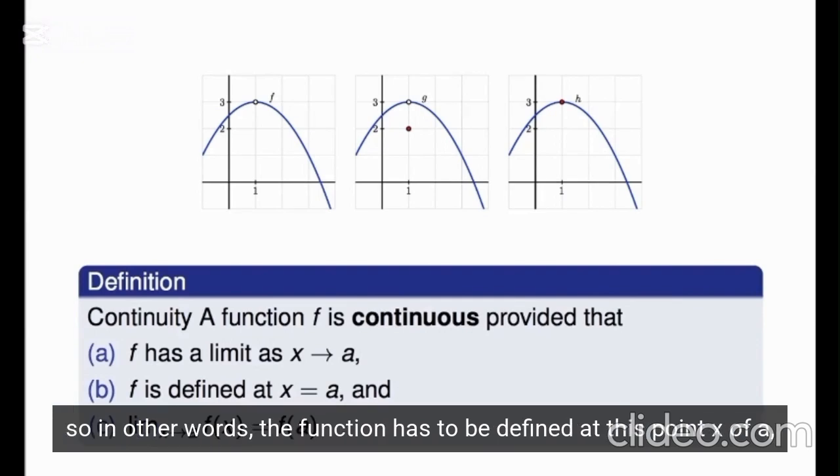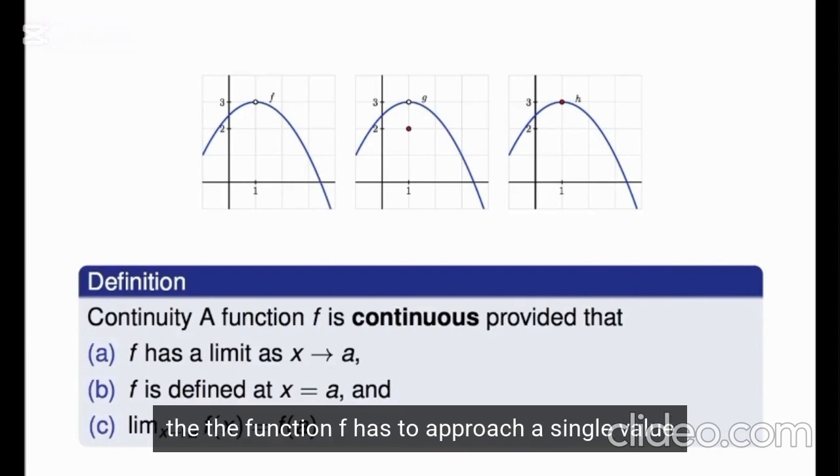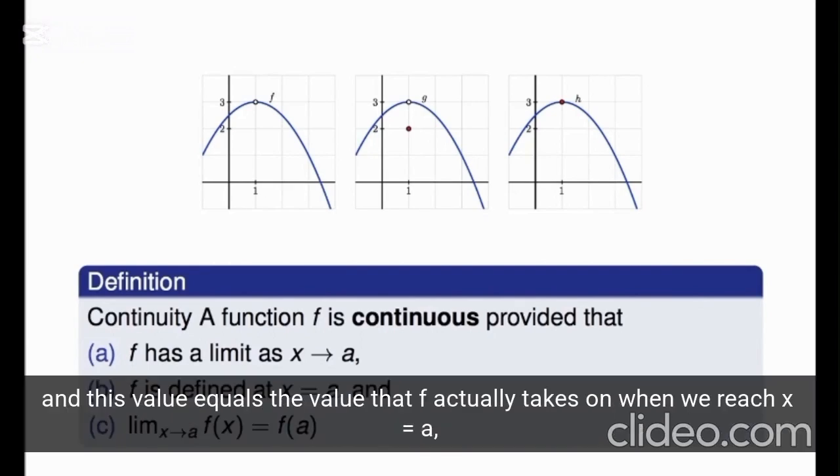So in other words, the function has to be defined at this point at x equals a, so there's no hole in the graph there. The function f has to approach a single value as x approaches a, both from the left and from the right, and this value equals the value that f actually takes on when we reach x equals a.